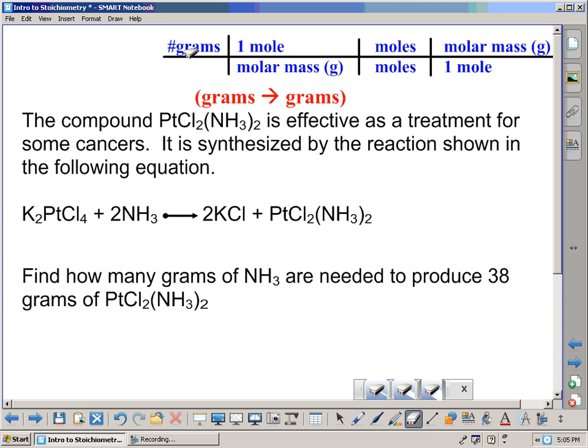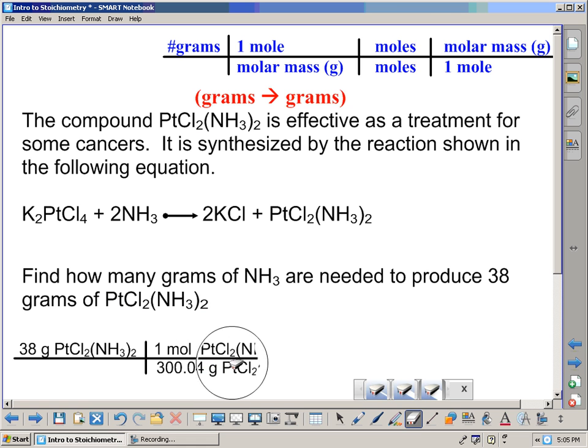So we have the grams given. We're given 38 grams of this platinum compound with chlorine and ammonia. And we need to convert that to moles, so we need the molar mass of it on the bottom and 1 mole of it on the top. That's our conversion. Each mole of that molecule weighs about 300 grams.